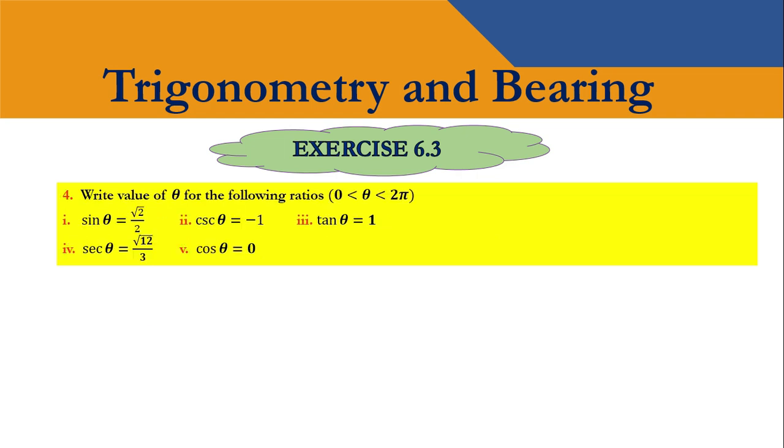Let's move to question number 4. In this question we have to find the value of angle theta. Again we will use the table, but we will find the angle for a certain value. So let's start and see how we will do it. Sine theta is equal to under root 2 divided by 2.